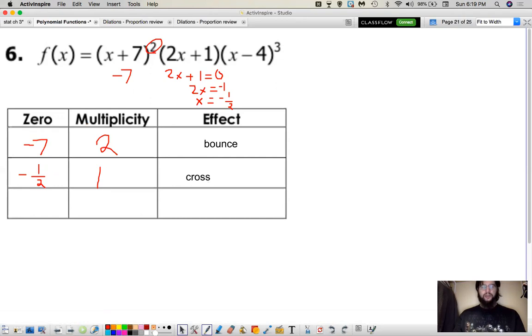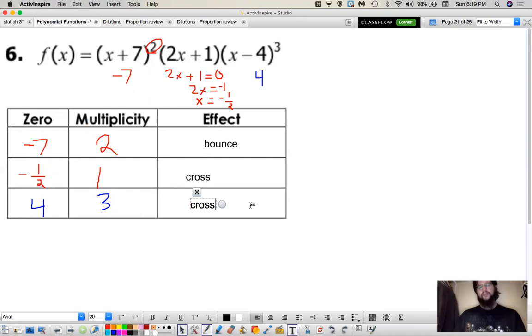Now this last one should be pretty easy. 4 is what's going to make that 0. Has a multiplicity of 3. Odd multiplicity, it's going to cross. Even multiplicity bounces, odd multiplicity crosses. So we could sketch this thing too. And let's do that. Let's sketch it, and then we're going to type it in decimals and see how close we are.